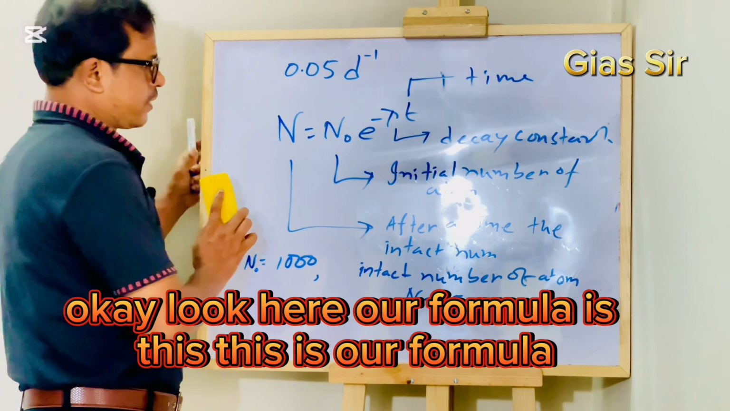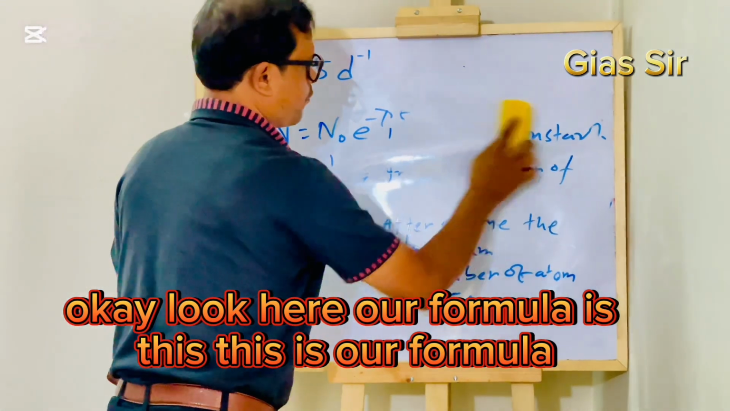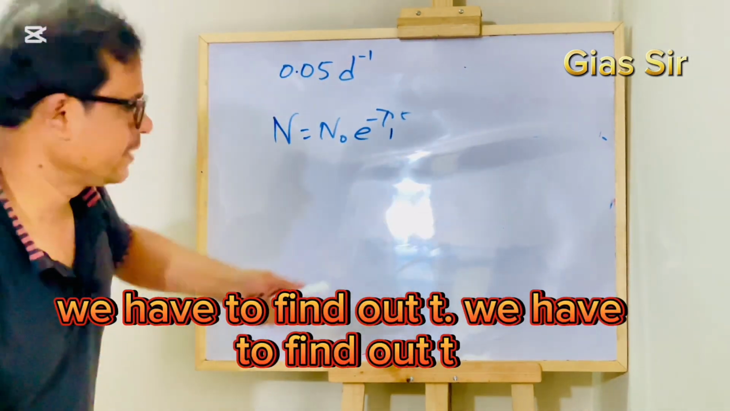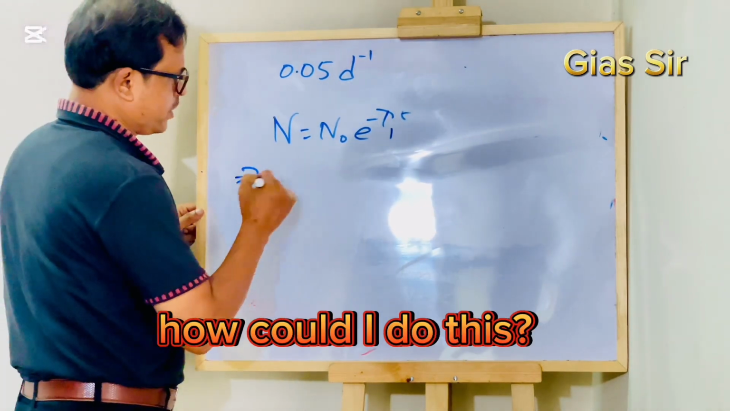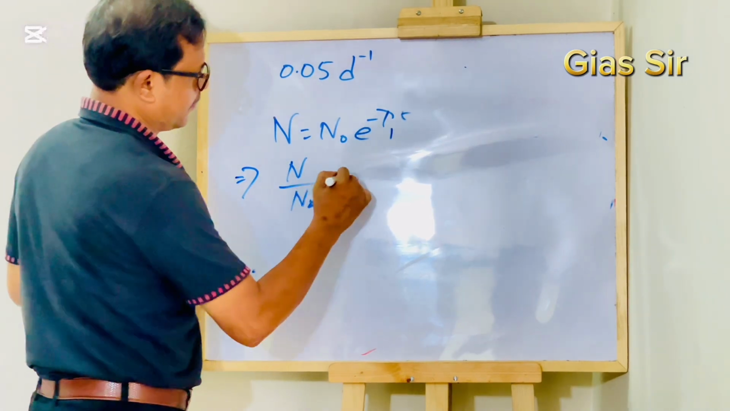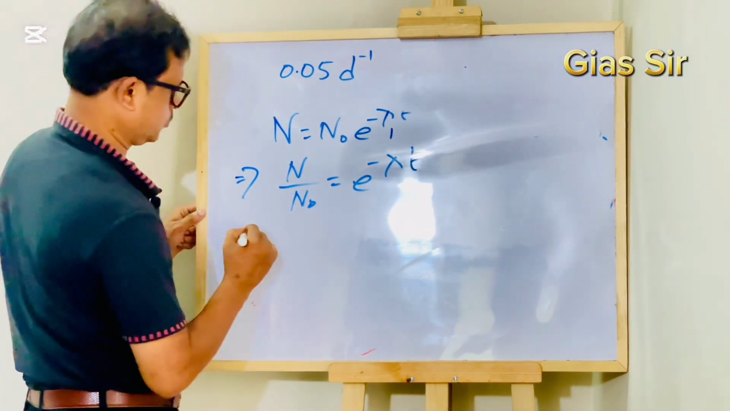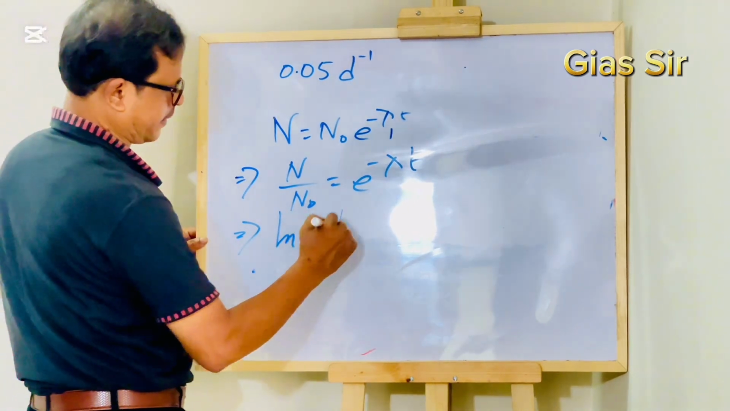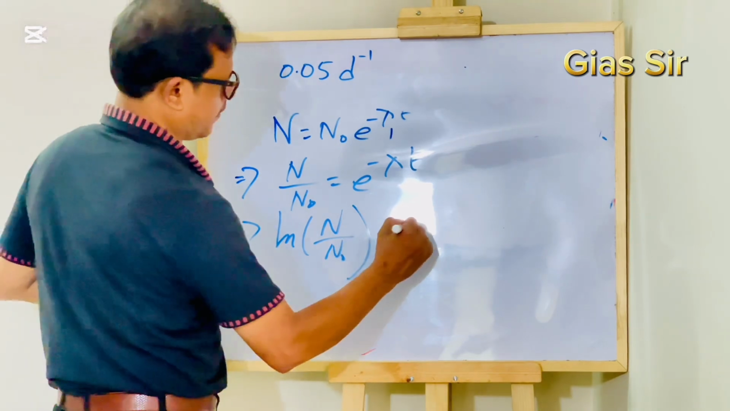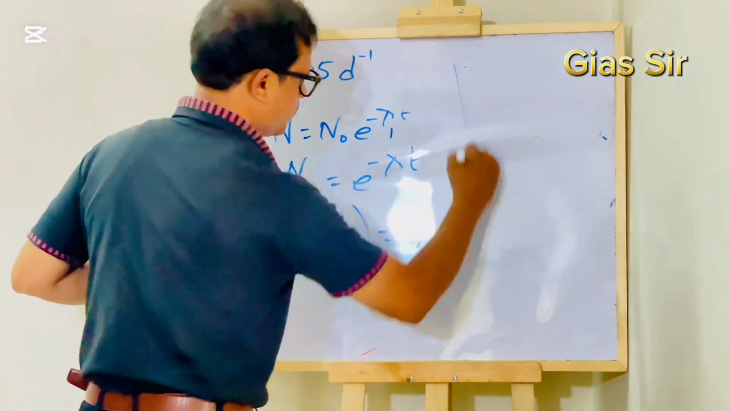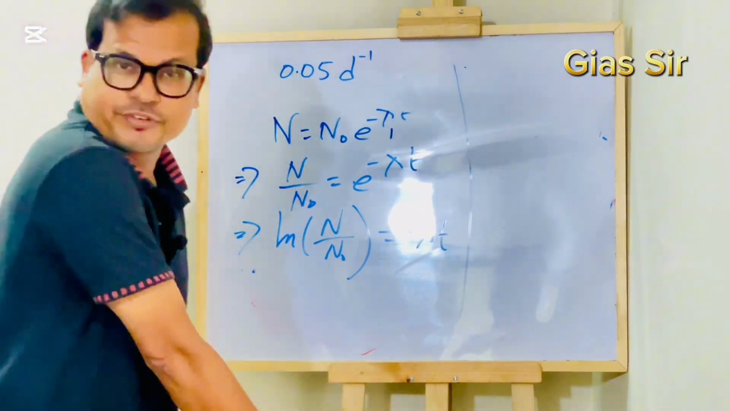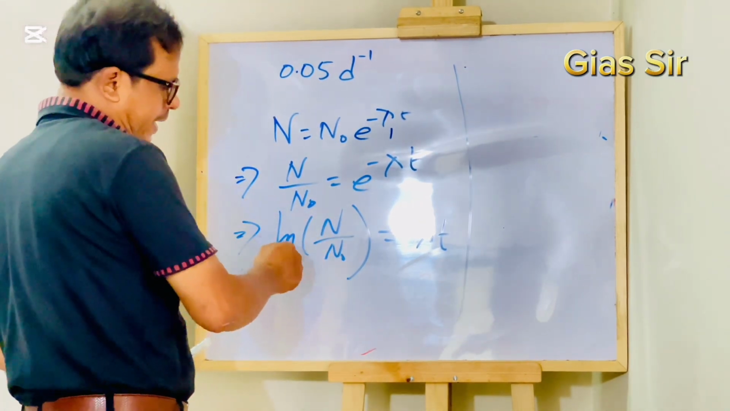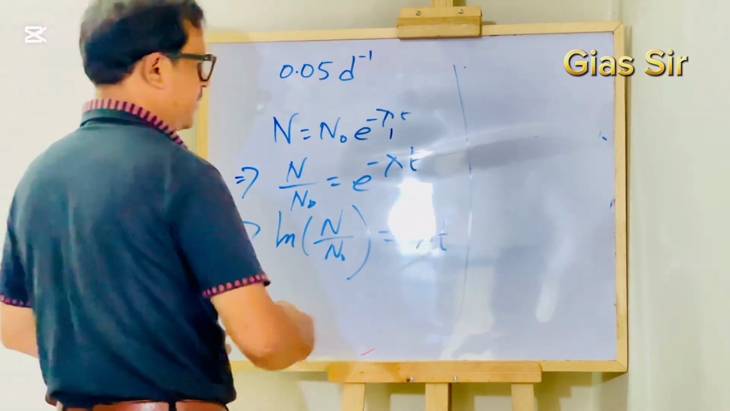Okay, look here, this is our formula. We have to find out t. How could I do this? On this side we can write N over N naught equal to e to the minus lambda t. This process we have to know. This is mathematics, not physics. Here we can write it like this way: minus lambda t.